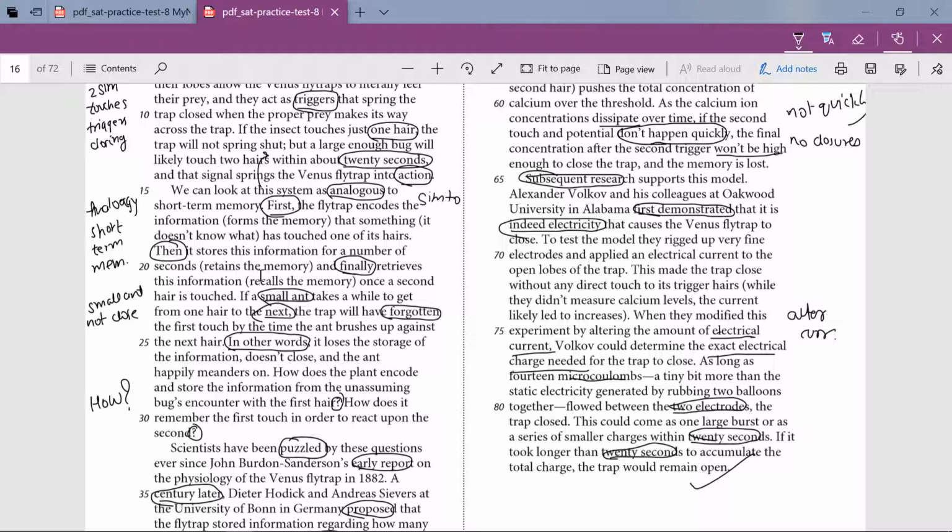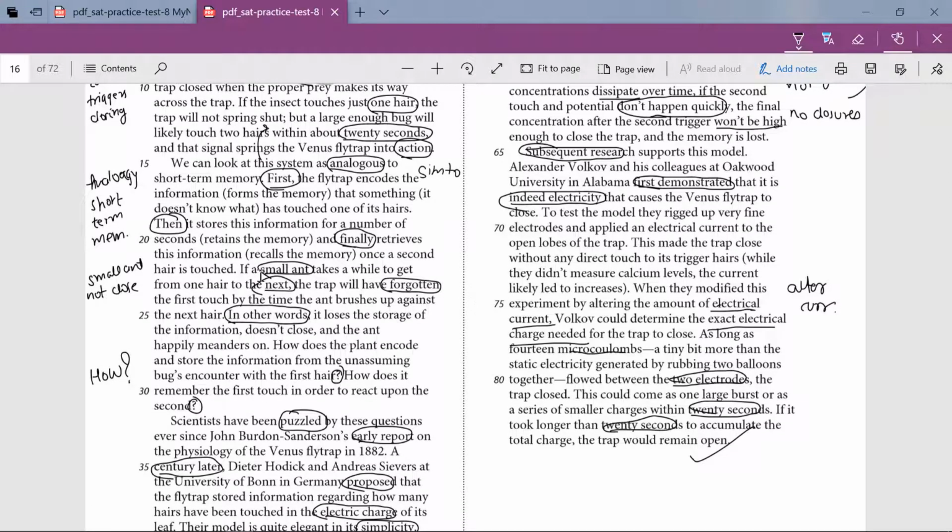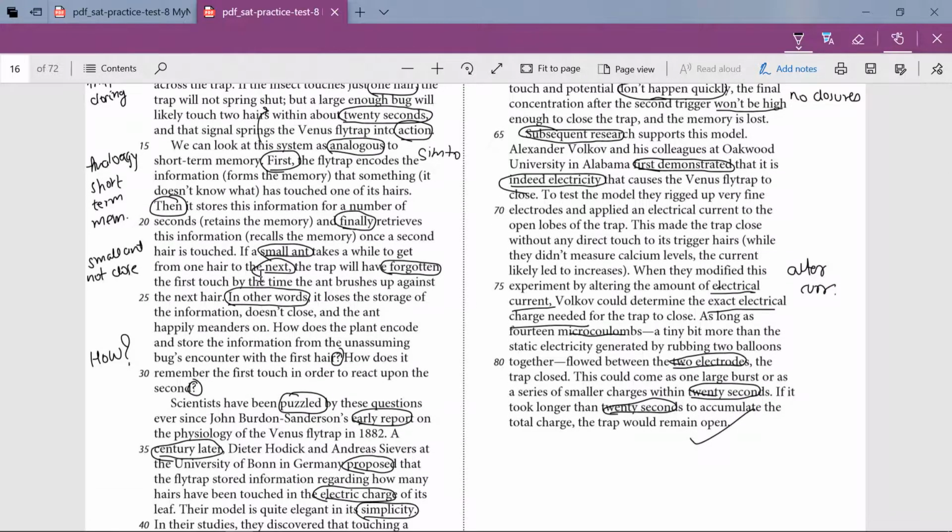So they are kind of trying to remember something when something touches their hair. Then it stores this information for a number of seconds and finally retrieves this information once a second hair is touched. So two hairs are touched. When the first hair is touched, they retain this information, so it becomes a memory. And when the second hair is touched, they kind of recall it.